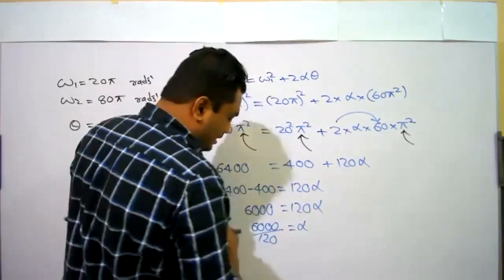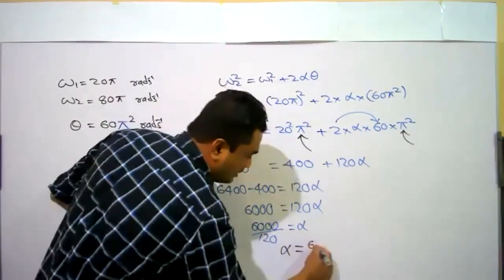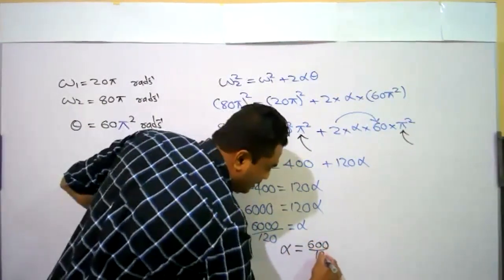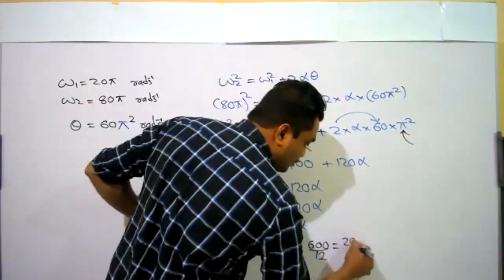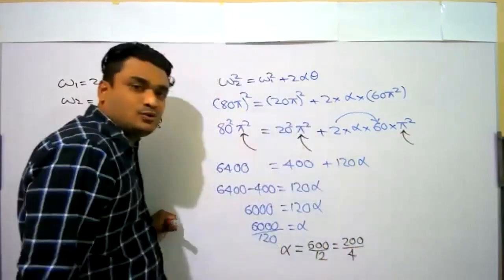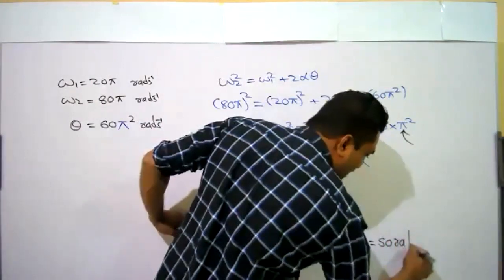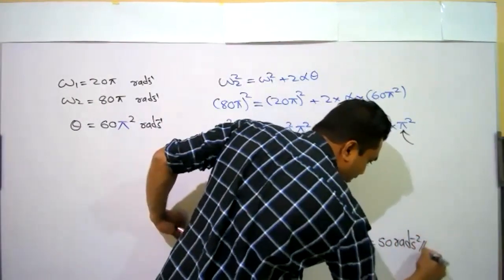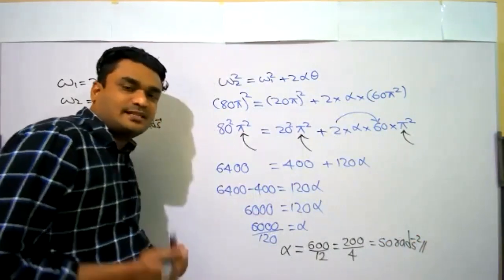So finally, you will obtain alpha equals, 0 cancelled out, 600 divided by 12. 600 divided by 3 is 200. 12 divided by 3 is 4. 200 divided by 4 means 50. So angular acceleration is 50 radian per square seconds.